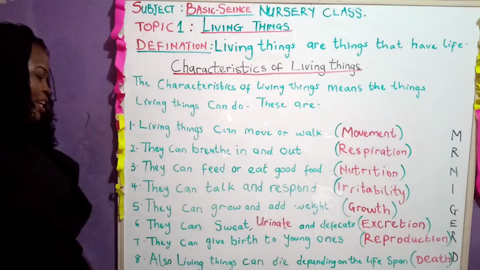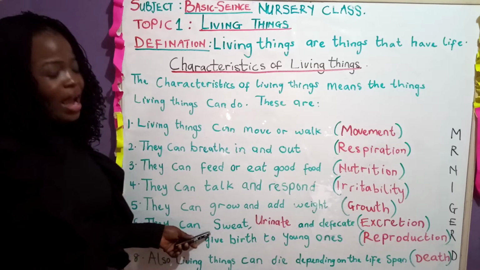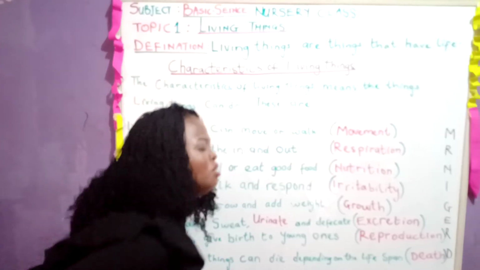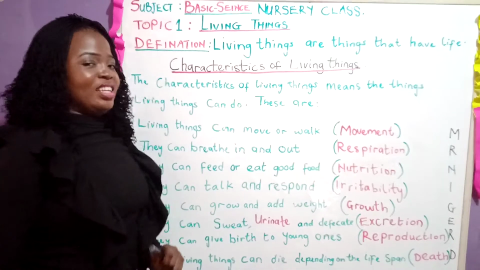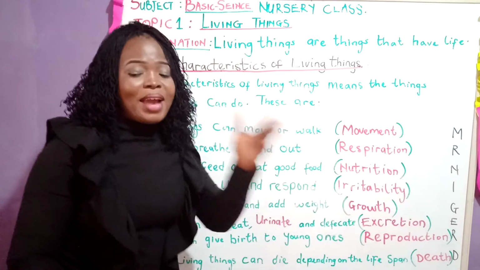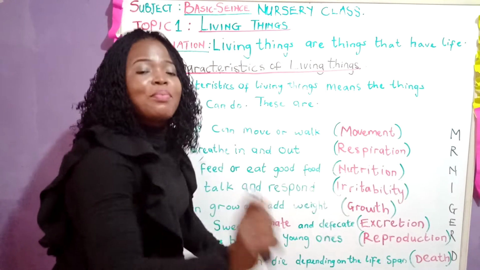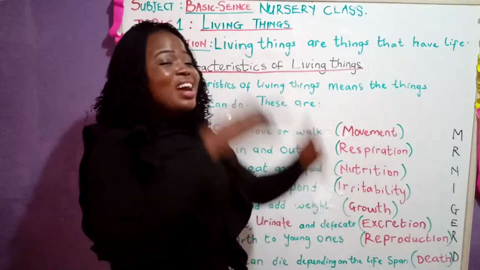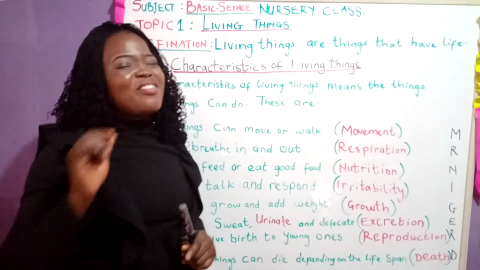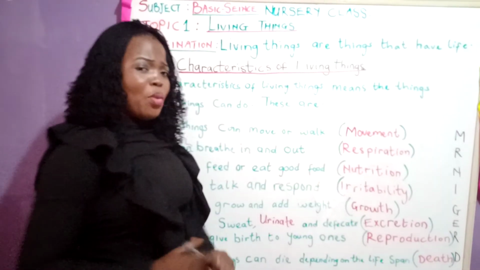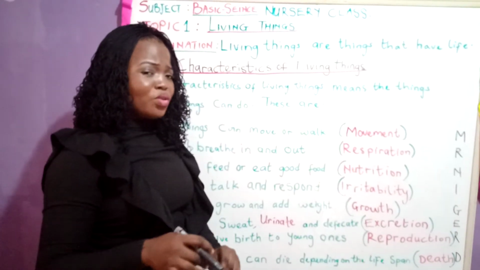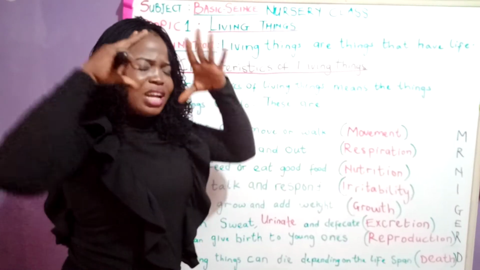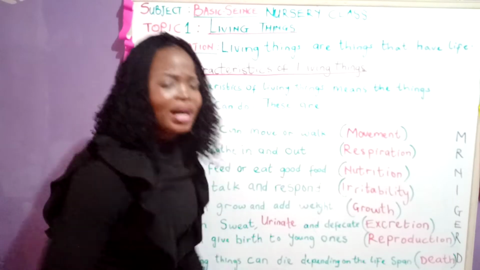So another one is they can sweat, urinate, and defecate. Mommy, I want to wee, I want to poo. It's because you are a living thing. Ordinary things like pencil, like biro, like bag, like book, like marker cannot poo. They cannot have any sweat. Only living things can sweat. You examine that when you've eaten one or two foods like that, you'll be feeling it. After eating it, you see that a lot of sweat will come out of the body.